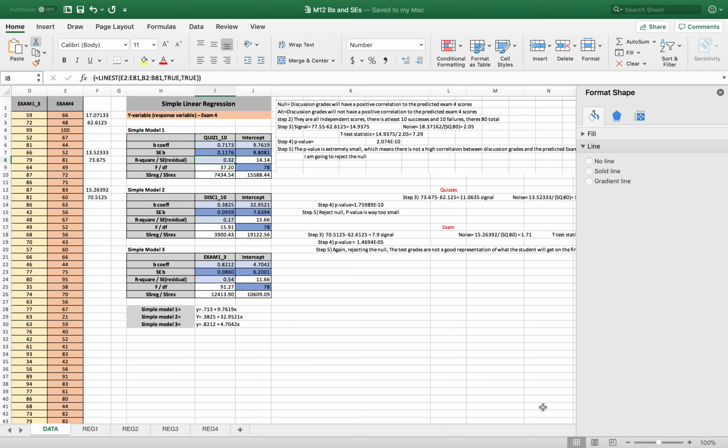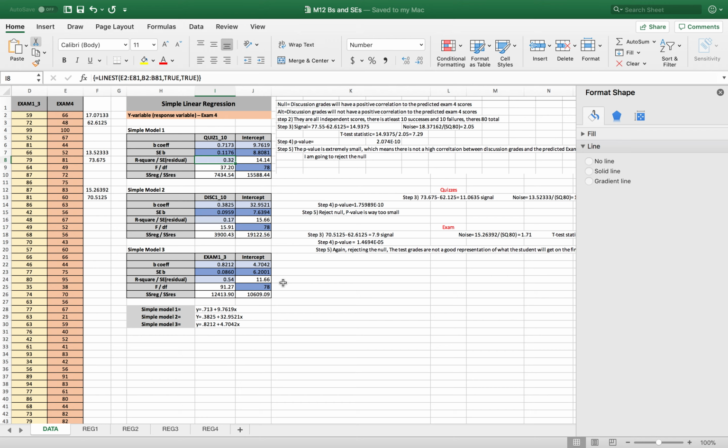So we had to show a hypothesis test involving discussion 10 and show all of the 5 steps, which I did right here. This is about discussion 10. For the null, I said the discussion grades will have a positive correlation to the predicted exam 4 scores, meaning they will equal each other. And then for the alternative, I said discussion grades will not have a positive correlation to the predicted exam scores, which means they will not be equal to each other.